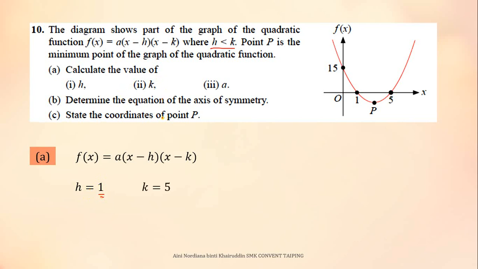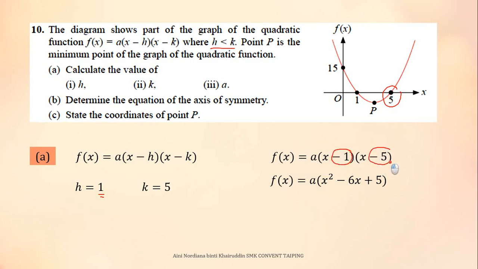Then calculate the value of k. k is the root here, so 5. And the value of a, substitute the value of the roots here, negative 1 and negative 5, x minus 1, since the value of h is 1 and k is 5. So substitute here and then you will get the value of a.